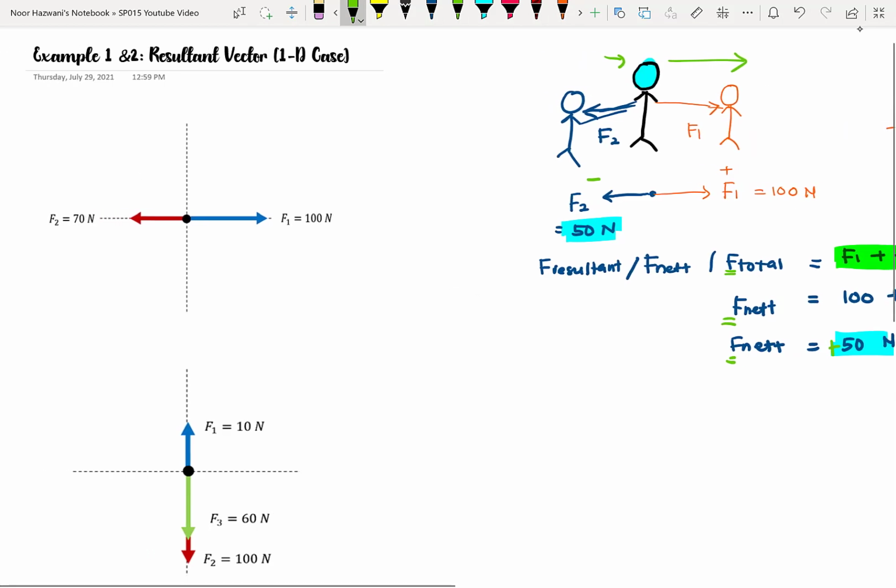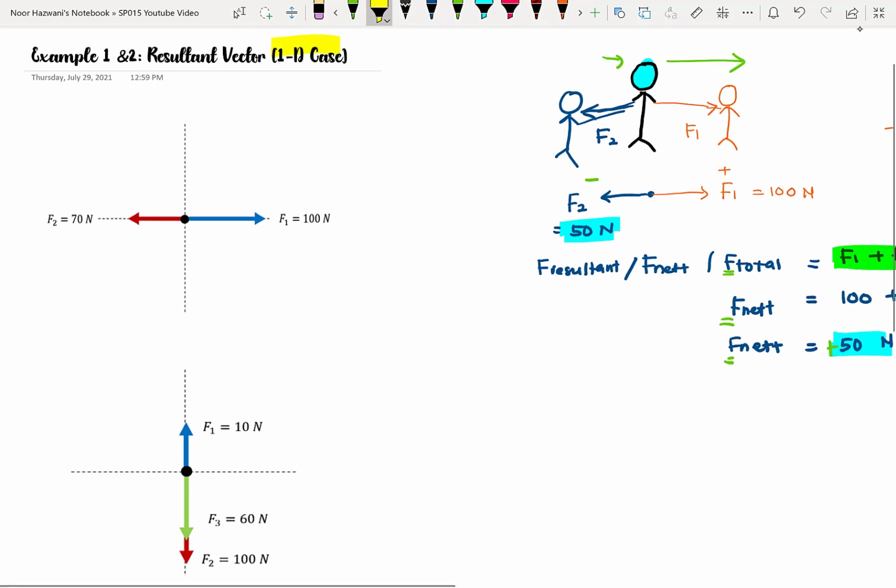Okay, let's start. Kenapa I katakan ini adalah 1D case? One dimension case maksudnya dia just involve either Y component ataupun X component. Okay, let's see the example. Untuk soalan yang pertama ni, it actually involve X component only. Soalan yang kedua, it involve Y component only. So, that's why I call it as 1D case.